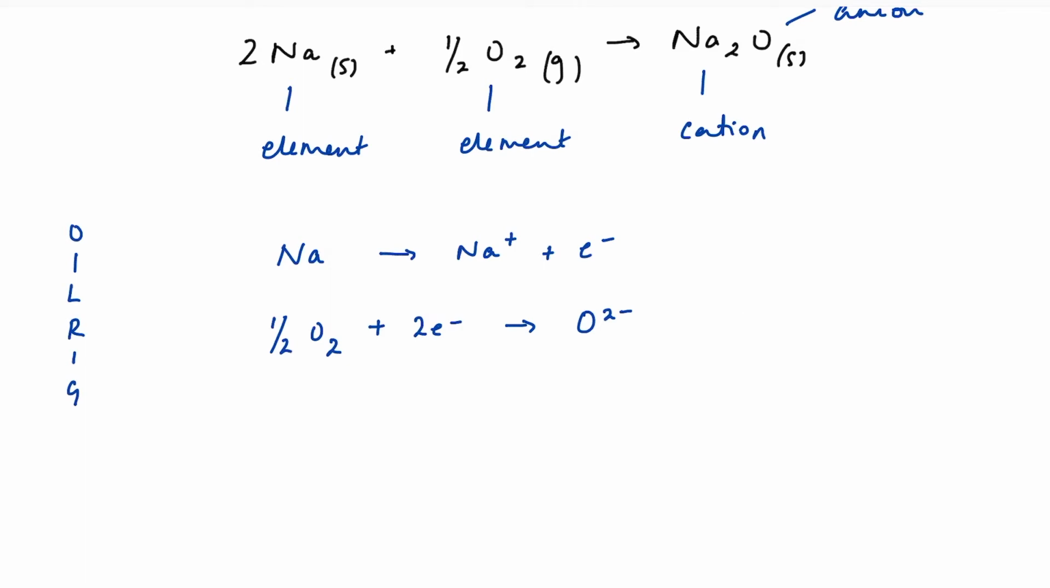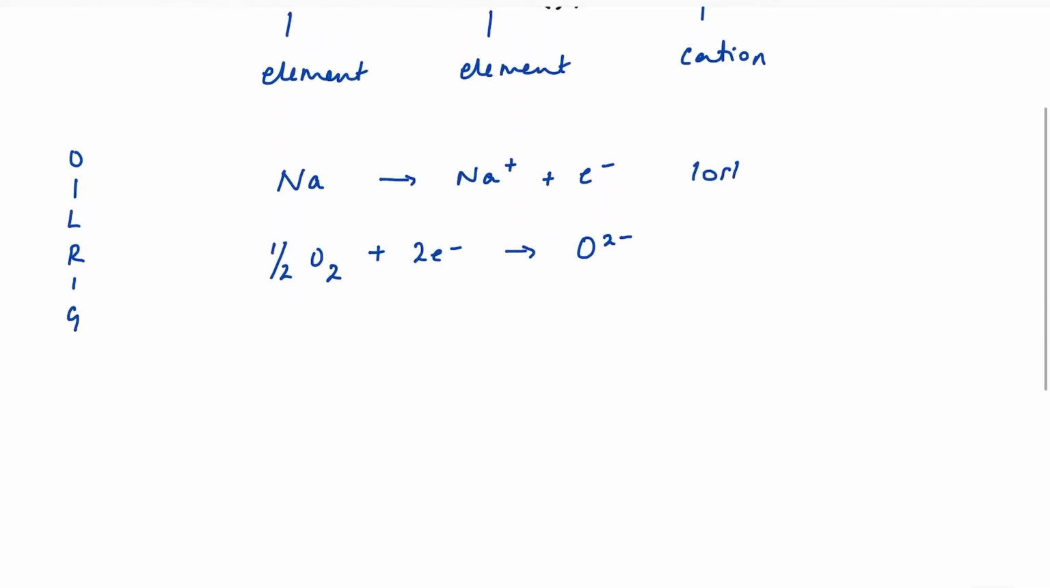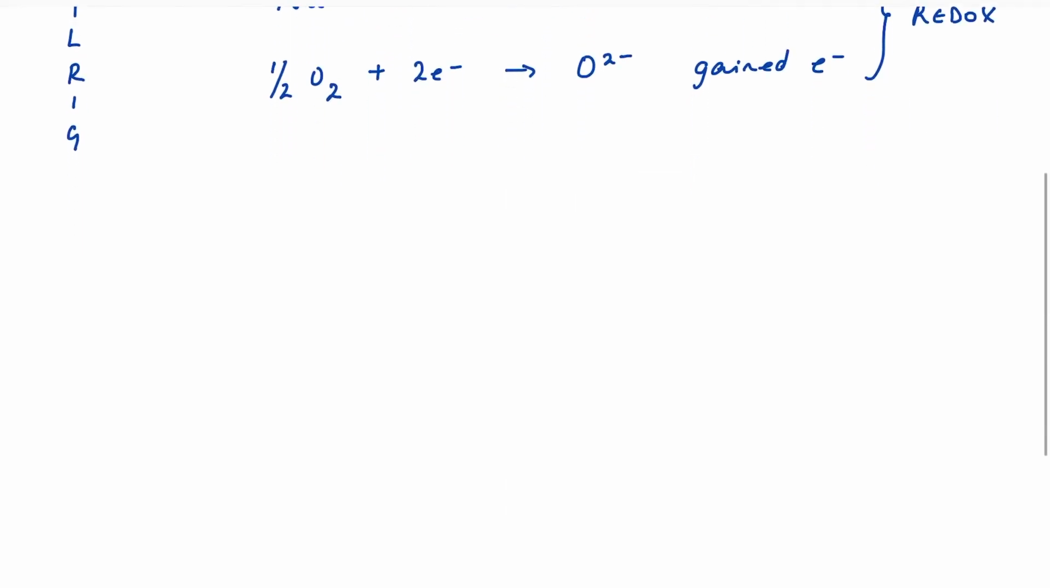So we can say that the sodium has been oxidized because it has lost electrons during the course of the reaction. We can say oxygen has been reduced because it has gained 2 electrons to form an ion during the course of this reaction. Put these two half equations together and we have what we call a redox reaction. Oxidation and reduction happening in the same chemical reaction. Let's take another example. Magnesium reacting with chlorine.